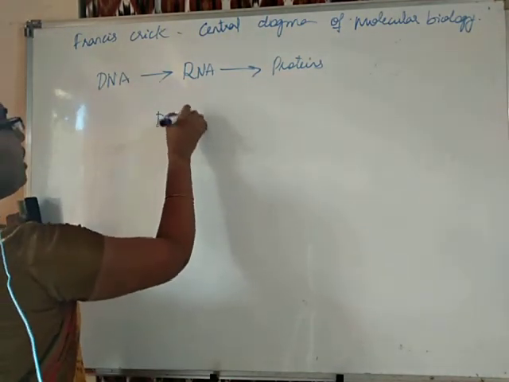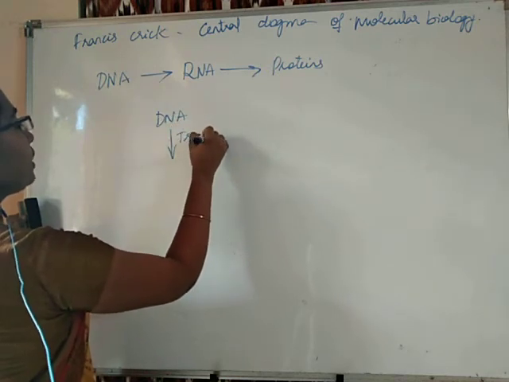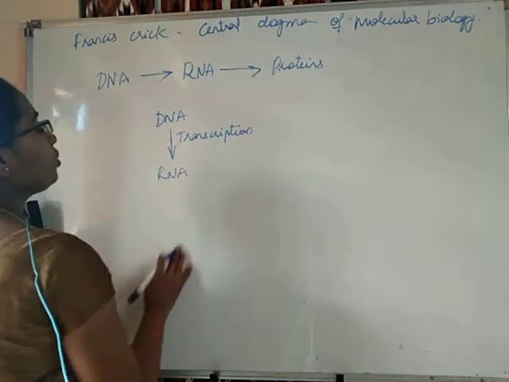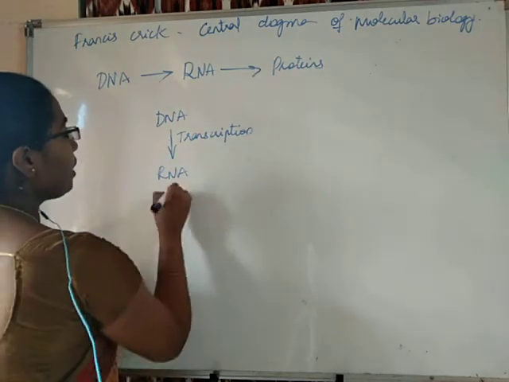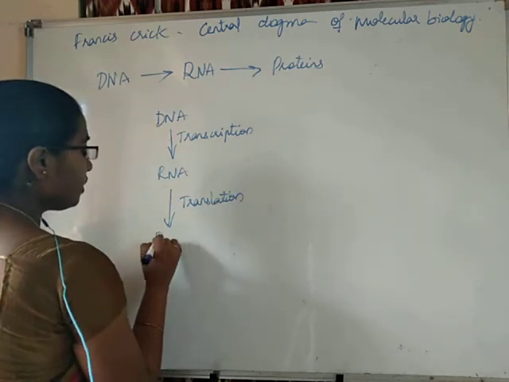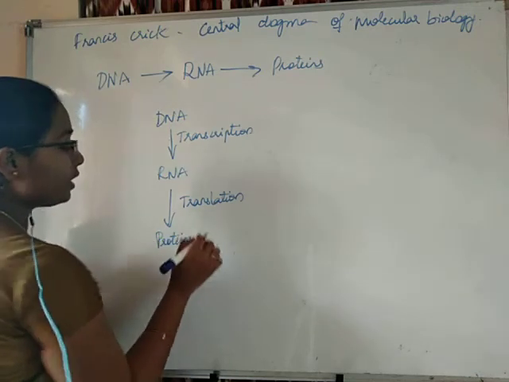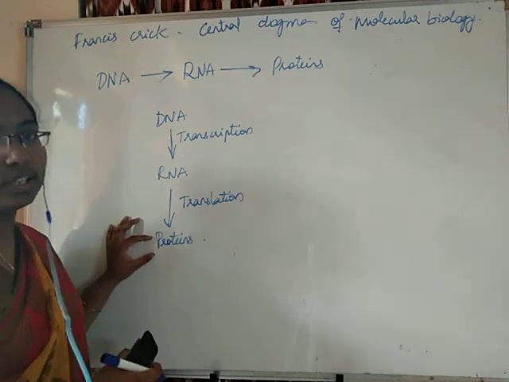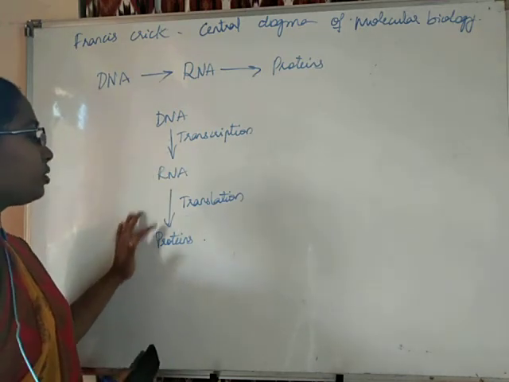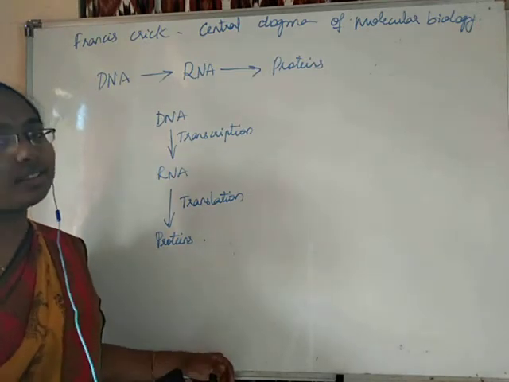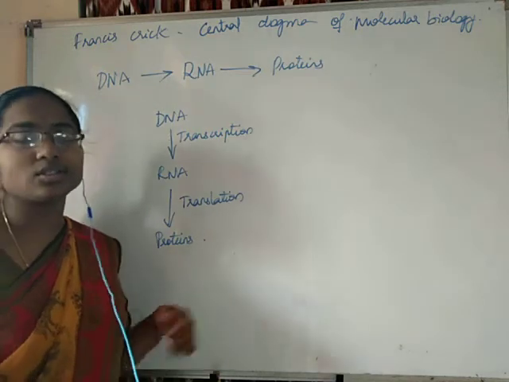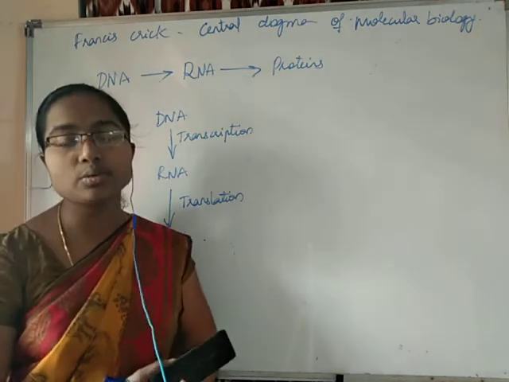DNA undergoes transcription and produces RNA. RNA, by translation, produces proteins. Okay, DNA undergoes transcription, producing RNA. RNA undergoes translation, producing proteins. This is generally what happens: from DNA, RNA is produced, and from RNA, proteins are produced.